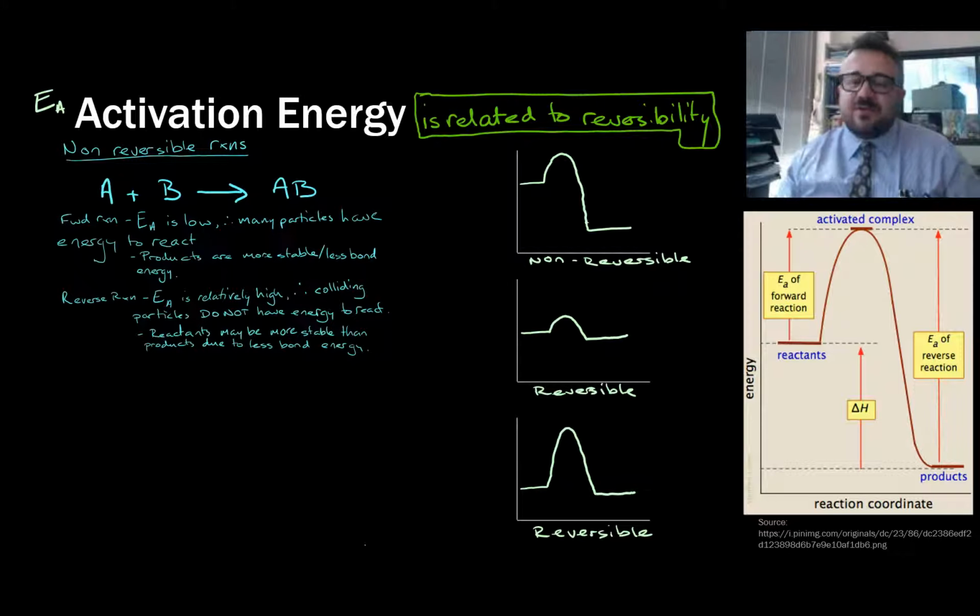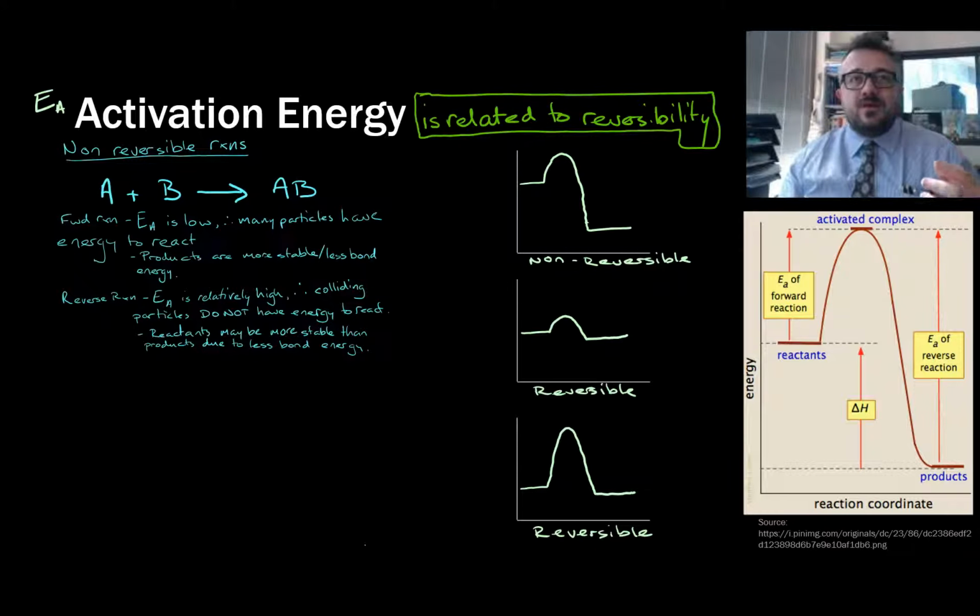Now, the reverse reaction, the activation energy is relatively high, and that relatively means comparatively to the forward reaction. So colliding particles do not necessarily have the energy to react. They might still bump into each other if it's a solution or a gas, but they won't have enough energy to react. Reactants may be more stable than the products, so less bond energy there. And here's going backwards. And here's the thing, that is why this reaction will go to completion.